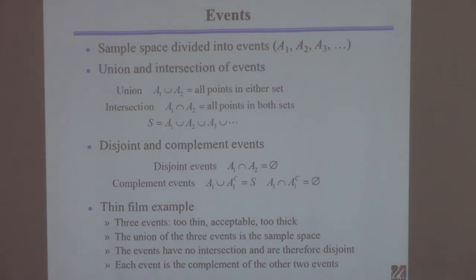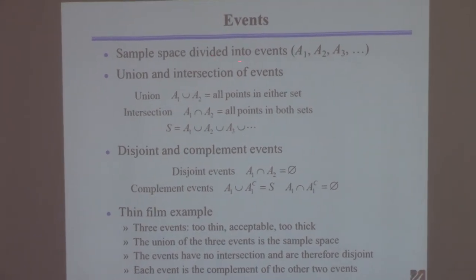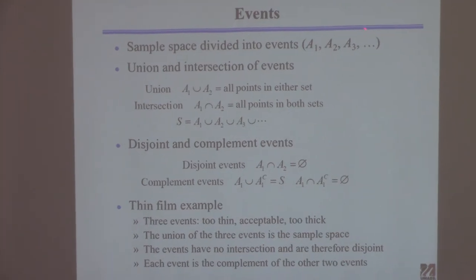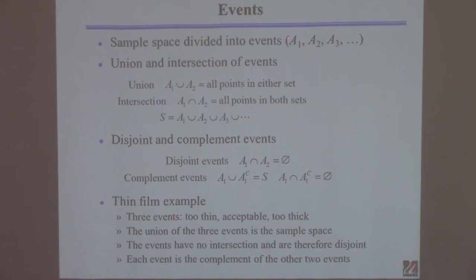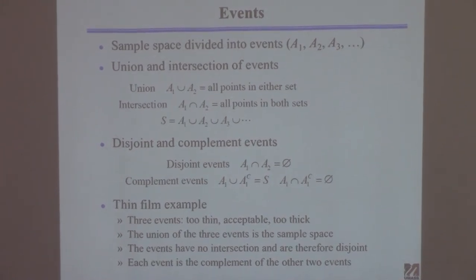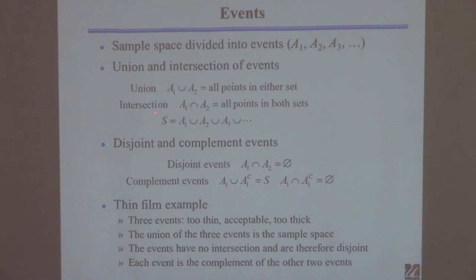All right. So I told you that the sample space is divided into certain events. This is all possible things that can happen from an experiment. Too thin, too thick, 1, 2, 3, 4, 5, 6, heads, tails, whatever you might like. So everyone, I hope, knows what the union and intersection of two sets are. This symbol means the union. That means all points that are in set one, set two, or both. It can be in both sets, that's fine. The intersection is what points are in both sets.